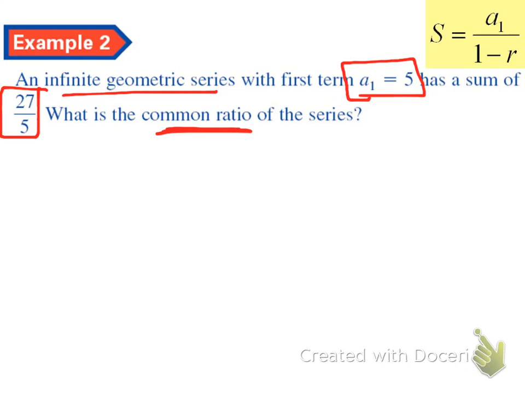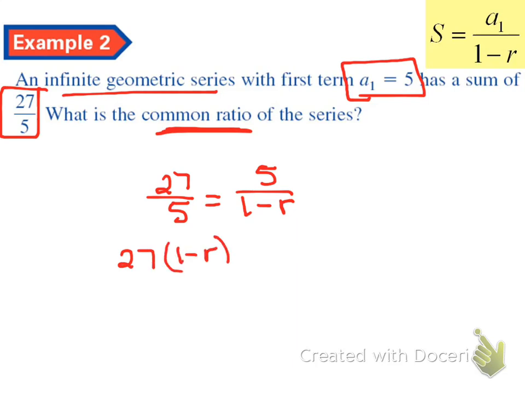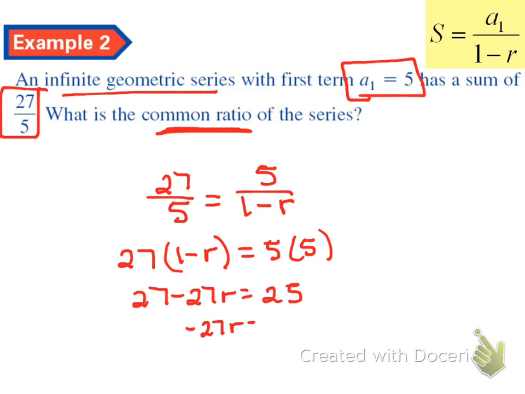So we're going to take the sum, set it equal to our first term, divided by 1 minus the rate. Now, this is set up like a proportion problem. One way to solve a proportion problem is by cross multiplying. So you want to take the 27 and multiply it times the 1 minus r, and that would be equal to the 5 times 5. So we end up with 27 minus 27r would be equal to 25. Subtract 27 from both sides, we have negative 27r would be equal to a negative 2. So therefore our rate would be 2 over 27.